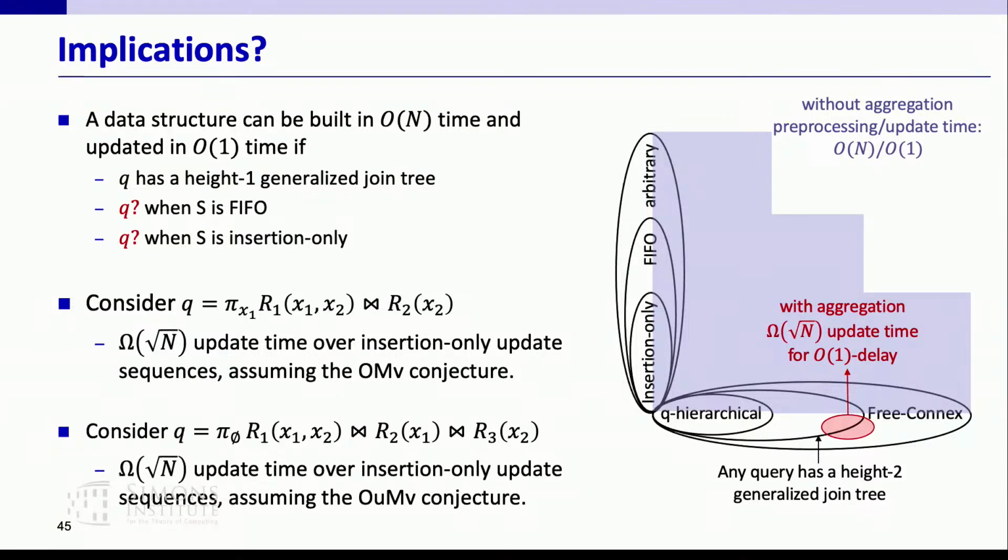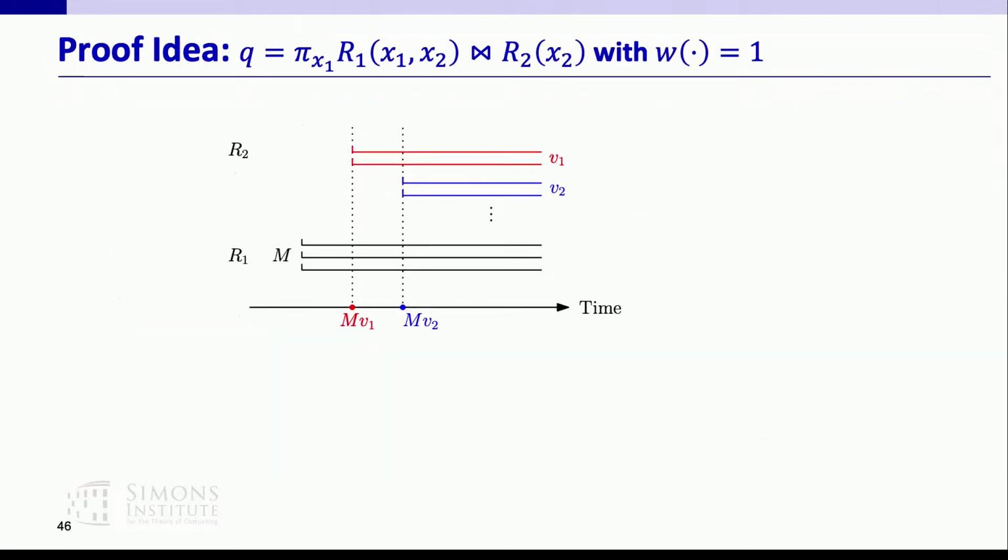some queries cannot achieve a very efficient data structure. For example, this very simple query is free-connex, but with aggregations we need root n update time as the lower bound, and also for this query. For arbitrary aggregation, min versus sum, there should be a difference. I think for the lower bound we only require the annotation to be just one. You just do a sum, it's count. Yeah, exactly, it's already hard.